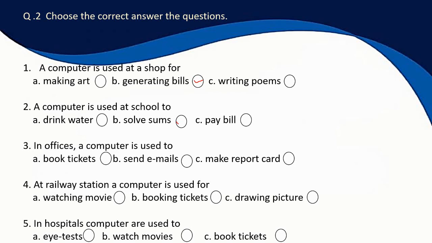In offices, computers are used to: book tickets, send emails, make report cards. Offices use only send emails. At a railway station, a computer is used for: watching movies, booking tickets, drawing pictures. So the correct answer is booking tickets. In hospitals, computers are used to: eye tests, watch movies, book tickets. What is the answer? Eye test.